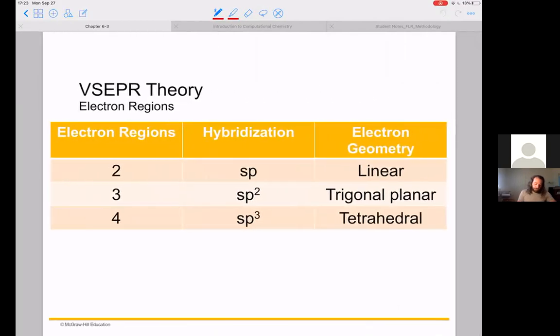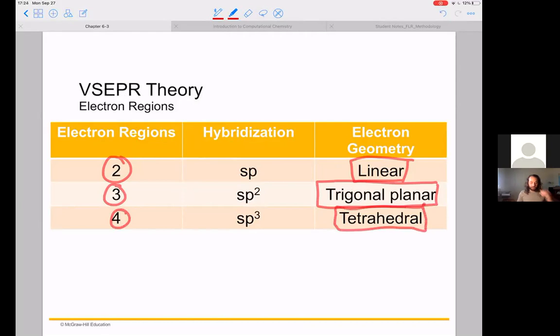The number of electron regions, as we saw before, corresponds to hybridization, which we don't really have to know for 3A, so don't worry about that. We're going to worry about this correspondence of the number of electron regions to the electron geometry. If we have 2 electron regions, that would be a linear shape. 3 electron regions, that's a trigonal planar shape. And 4 electron regions is tetrahedral.